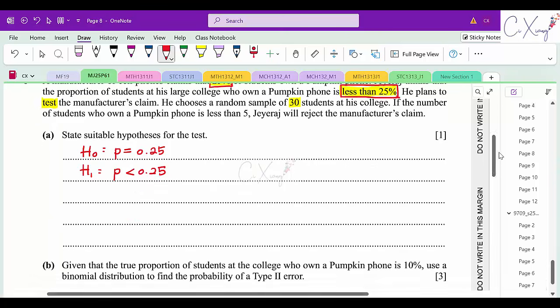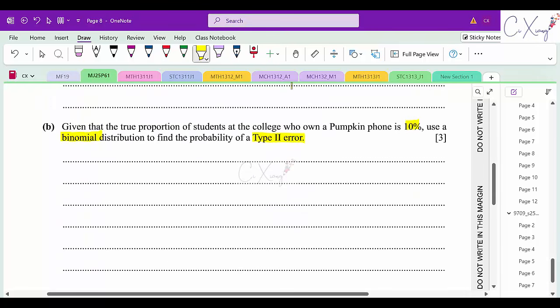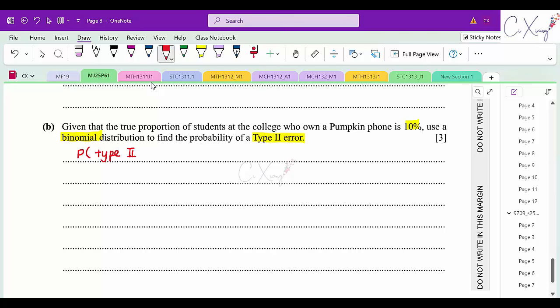Then let's have a look at part B. Given that the true proportion of the students at the college who own a pumpkin phone is actually 10%, use a binomial distribution to find the probability of a type 2 error. For this question, they are talking about type 2 error. Let us write out the definition for type 2 error first. The type 2 error definition is to accept the null hypothesis when the null hypothesis is false. You are accepting something which is false, therefore you make a type 2 error.